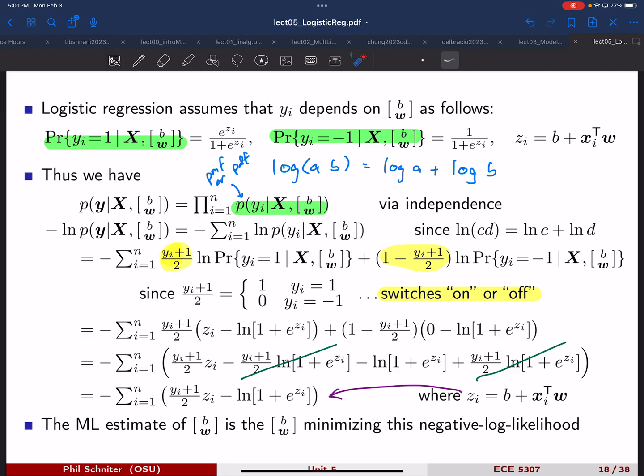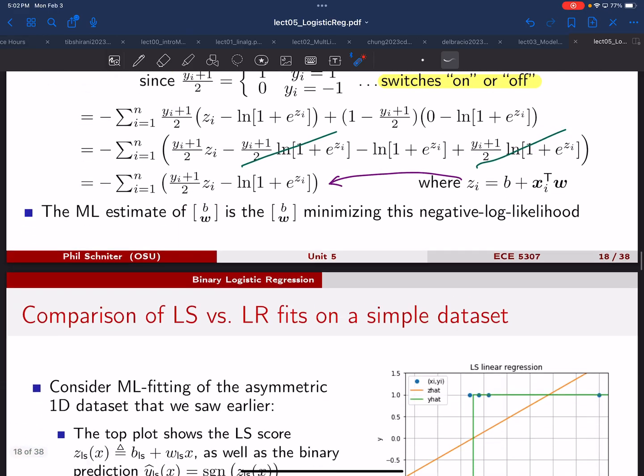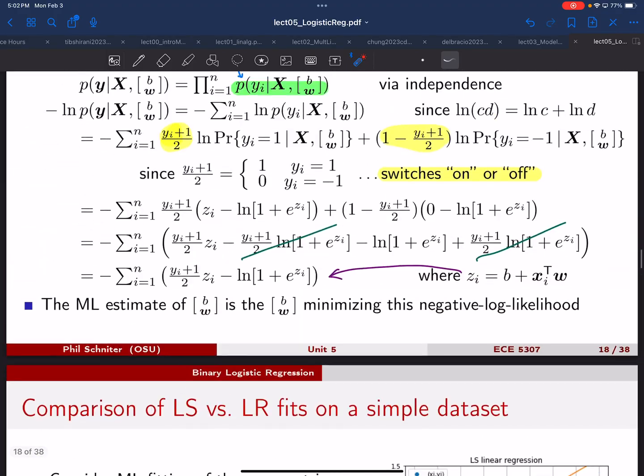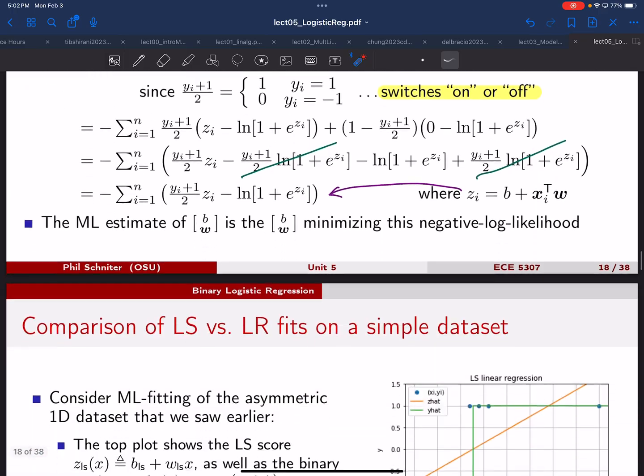Okay, but finally, this is the derivation of the loss we want to use in linear classification to optimize our parameters B and W. Okay, any questions on the derivation? Okay, so let's see how well this works.